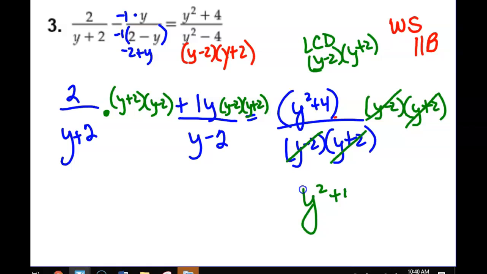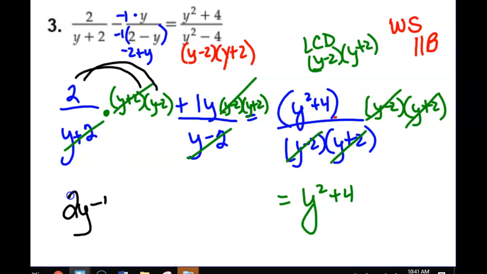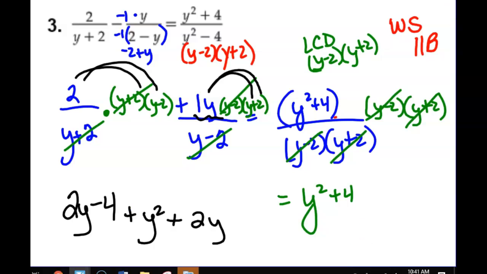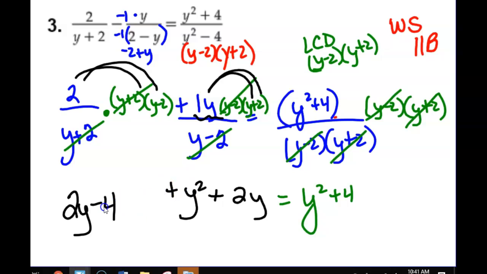We have a y squared plus 4 on the right. Here only the y minus 2 cancels. And here only the y plus 2 cancels. Can you distribute before I write it down, guys? You distribute that 2 through the y minus 2 back there, you'll get 2y minus 4. And this is a 1y distributed back to a y plus 2. Anybody, does it seem like I did that right? We good? Okay, what's next?